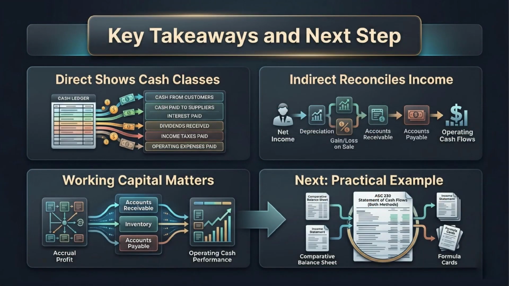Let us close with the key takeaways. The direct method shows gross operating cash classes such as cash collected from customers and cash paid to suppliers, employees, lenders for interest, and tax authorities. The indirect method starts with net income and adjusts for non-cash items, working capital changes, and gains or losses that belong outside operating cash flow. Working capital is the bridge between accrual profit and operating cash performance. Current assets and current liabilities explain timing, and timing is everything in cash flow reporting.